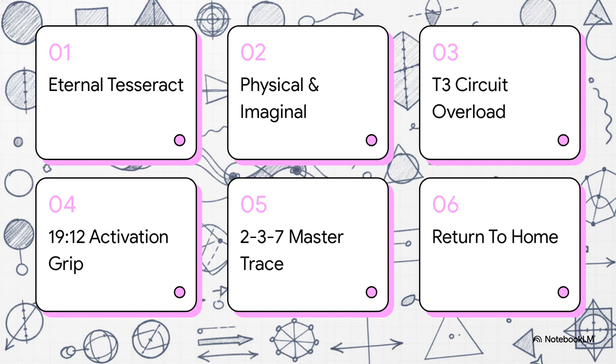Here is our roadmap for this incredible journey. 1. The eternal tesseract. 2. Physical and imaginal fields. 3. The T3 circuit overload. 4. Activating the 1912 grip. 5. The 237 master trace. And finally, 6. The return to home. Don't worry if this sounds like dense physics right now. We're going to break it all down step by step.